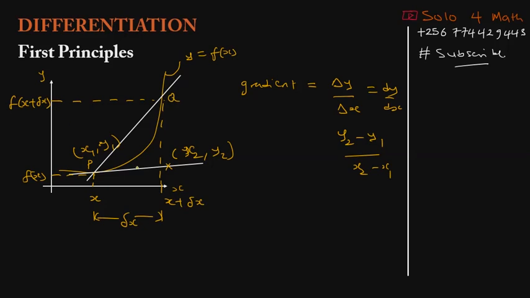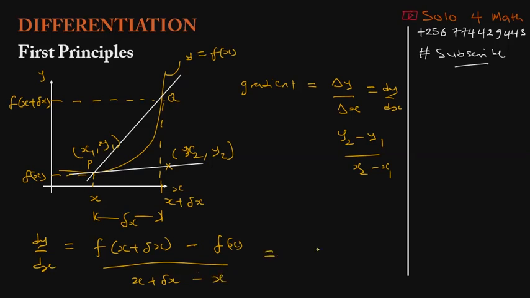So if we were to find the gradient of this line PQ, we would say that dy/dx is equal to the change in y values over the change in x coordinates. The y values are these, so we have f(x plus small change in x) minus f(x), over the change in x coordinates, which is x plus the small change minus x. These cancel out, so we remain with a small change in x on the bottom.